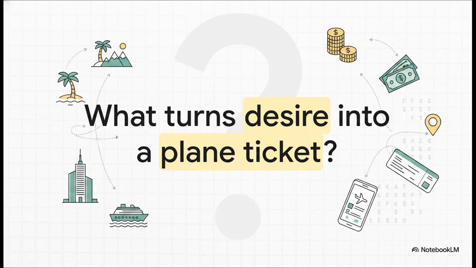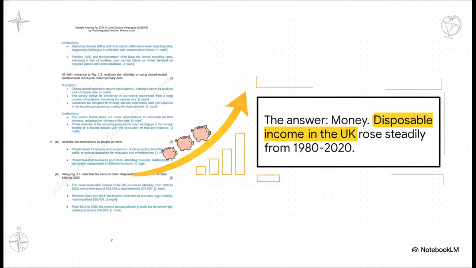Okay, so we know why people want to travel, but wanting to go on a holiday is one thing. Actually being able to book that flight, that's the how. And yeah, you probably guessed it, it all comes down to money. And this right here shows that perfectly.